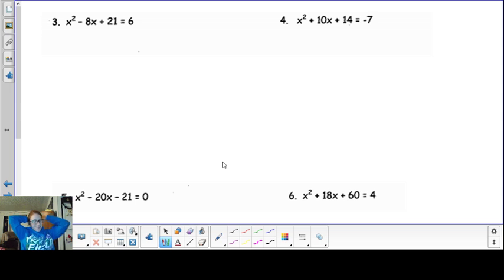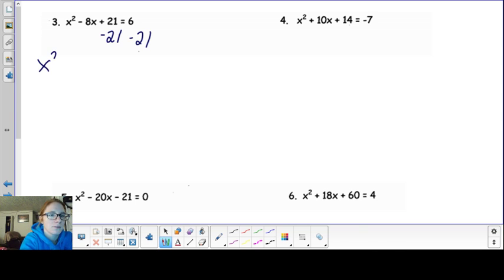So first steps first is move over my constant. My constant has not been moved for me, so I have to move it. My constant's the 21. To move it, I'm going to do the opposite of what I see. Since it's positive, I'm going to subtract it. And when I move it, I'm going to leave a space like what we saw before. So I have x squared minus 8x plus blank is going to be equal to, these cancel, they're gone, 6 minus 21 gives me negative 15.